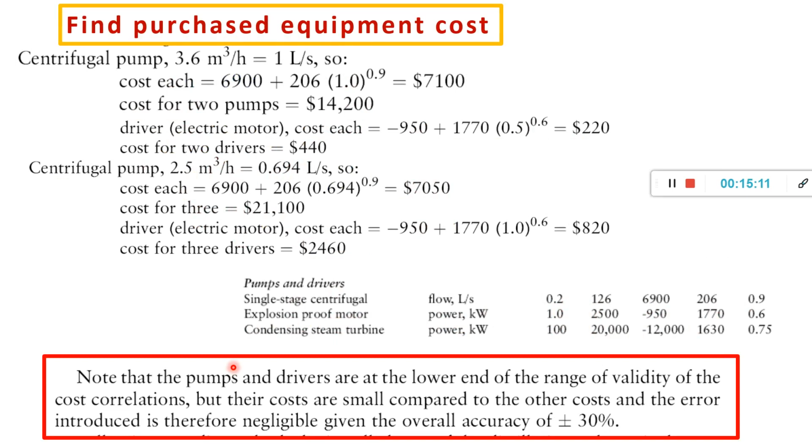Note that pump and driver are at the lower end of the range validity of the cost correlation. Costs are small compared to other costs, and the error introduced is therefore manageable given the overall accuracy of plus or minus 30%. So it means we still have to use this because we lack information. But it will affect the cost estimation values.